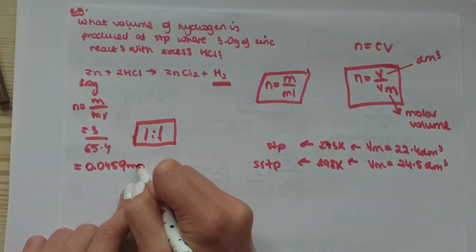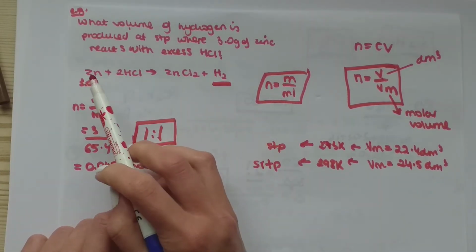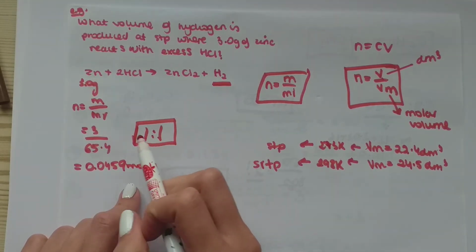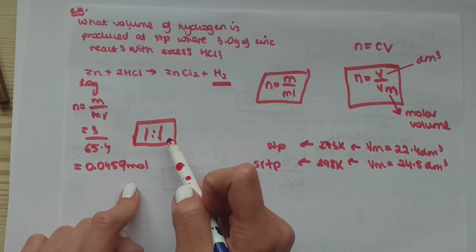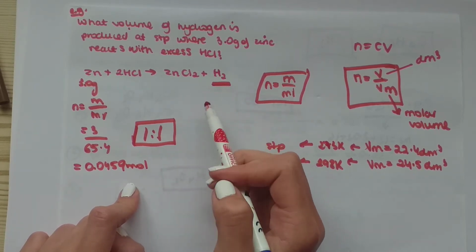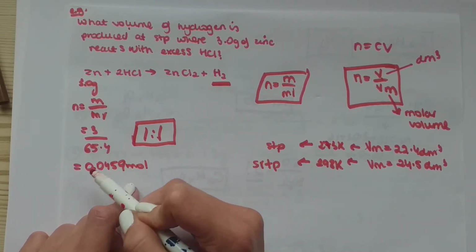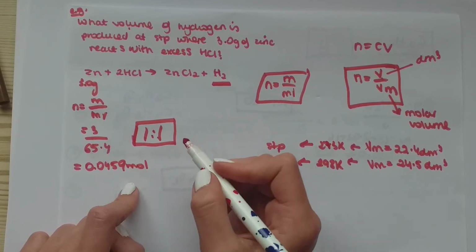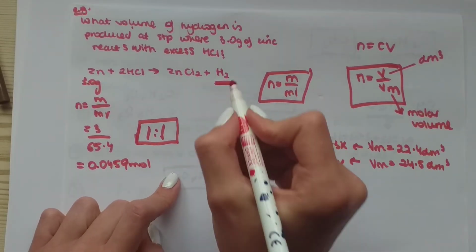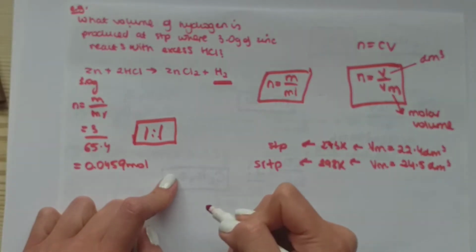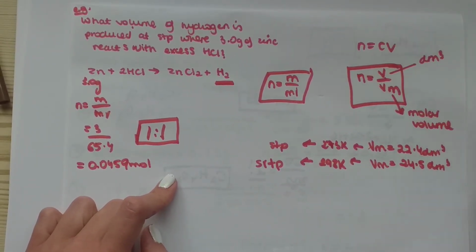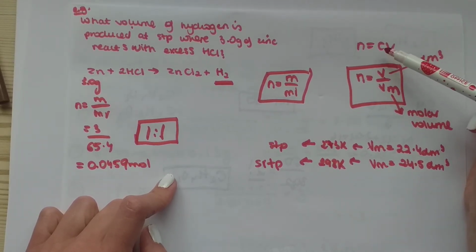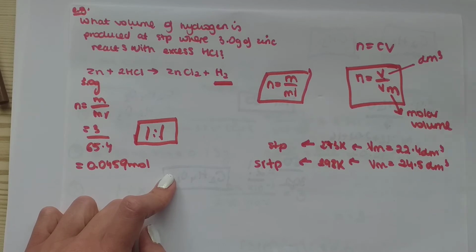So the moles of hydrogen gas will be the same as the moles of zinc, because we have no big numbers in front. Again, if it was 2 in front of the hydrogen, then we would have to multiply this number of moles by 2 as well. Now what we're trying to find is the volume. So let's try this equation first. We have the number of moles. Okay, we're trying to find the volume. Okay, but do we have concentration? No. Okay, so let's try the other one.